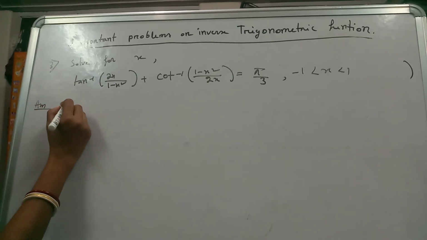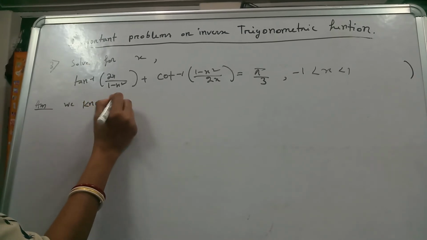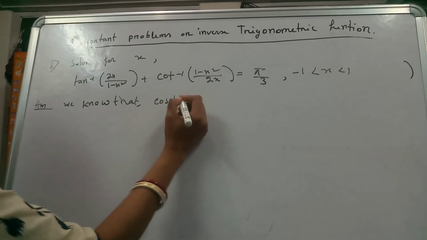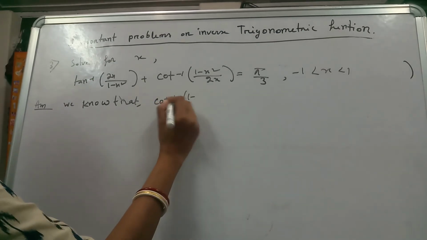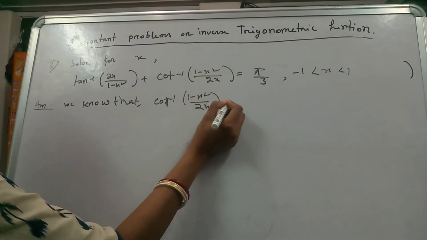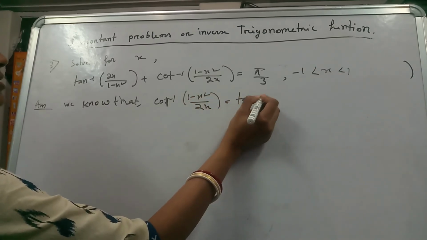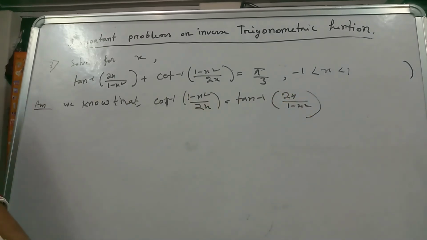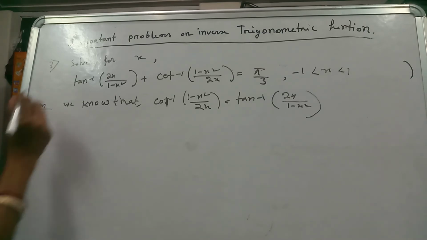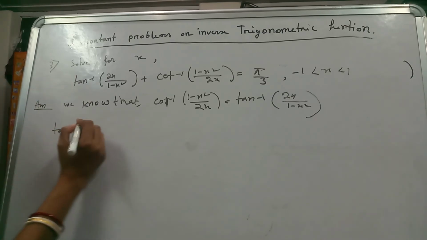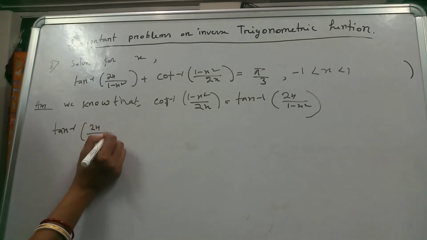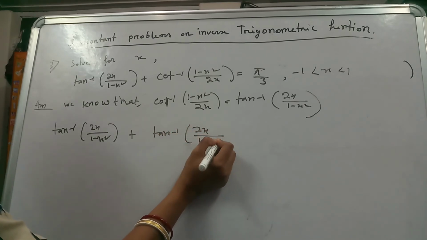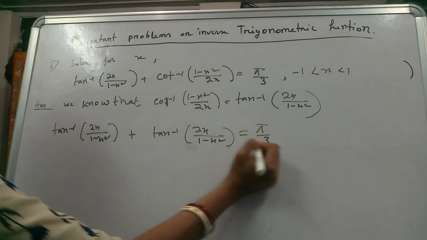Answer. We know that cot inverse of 1 minus x square divided by 2x equal to tan inverse of 2x divided by 1 minus x square, that is 2 tan inverse x. Now the given equation becomes tan inverse of 2x over 1 minus x square plus tan inverse of 2x over 1 minus x square equal to pi by 3.